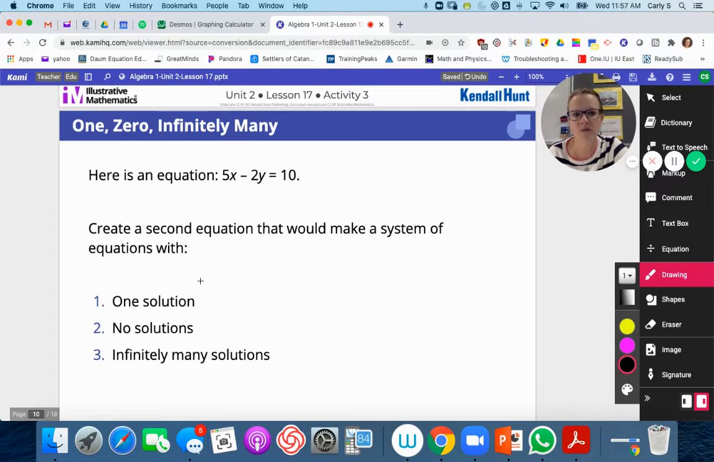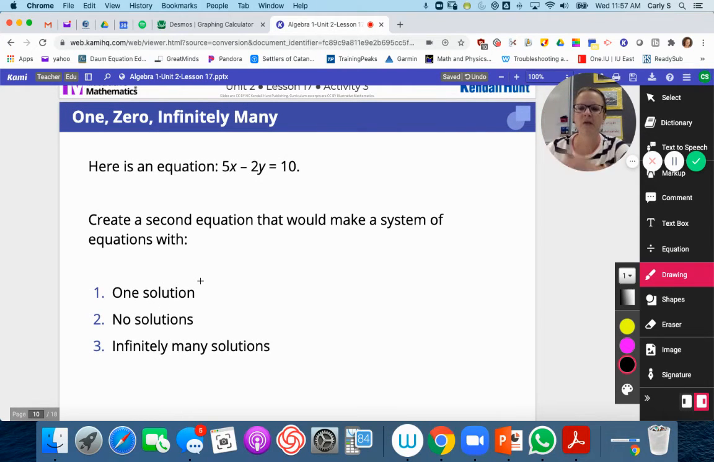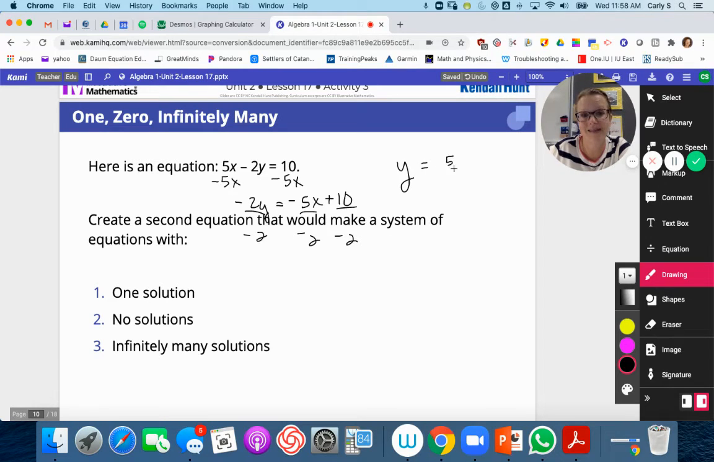Okay, so let's try to put together what we know. So here's an equation. Create a second equation that would make a system of equations with one solution. I'm going to isolate y, solve for y. So 5x to both sides. That gives me -2y equals -5x plus 10. And divide everything by -2. So I get y equals positive 5/2 x, because negative divided by negative is positive, minus 5. So my y-intercept is -5, my slope is 5/2.